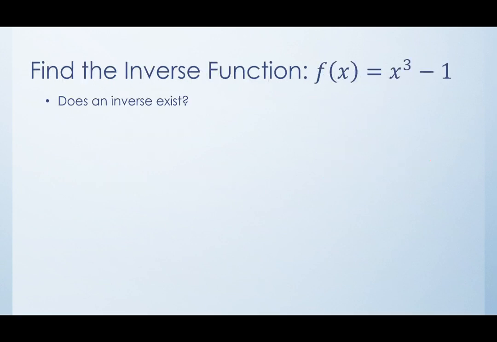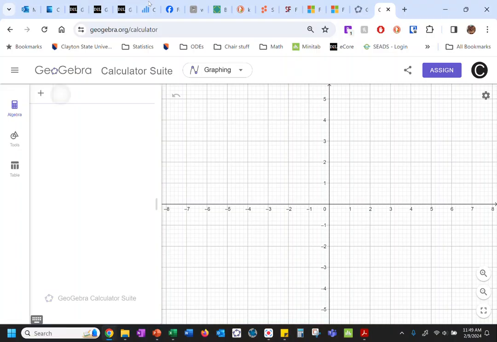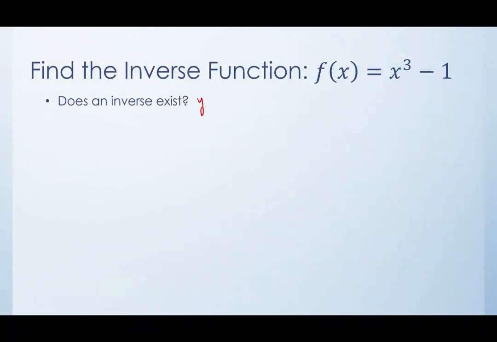So we've got the function f of x equals x cubed minus 1. We could do a quick graph with GeoGebra. y equals x cubed minus 1. And we see that, yes, that's going to pass the horizontal line test, so it is invertible. Okay, so we need to find an inverse for the function.